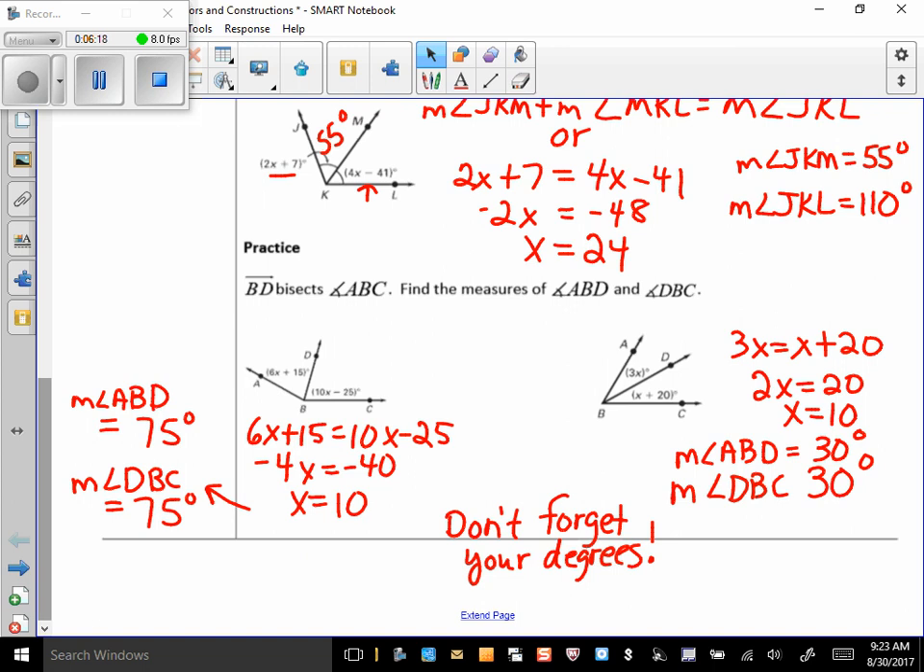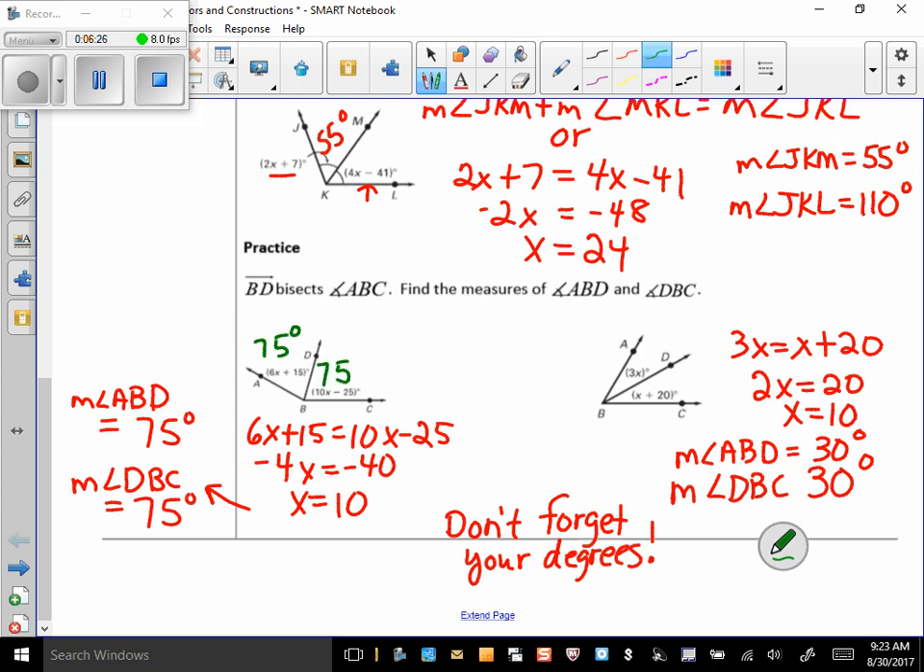All right, so here's what I got for the last two problems in this set. ABD here, I got 75 degrees, and of course that would make this angle 75 degrees as well, DBC. And over here, this one was pretty easy to solve. After I got x equals 10, then I got that both of these angles measure 30 degrees. So if you have any questions, make a note. We'll talk about that next time.